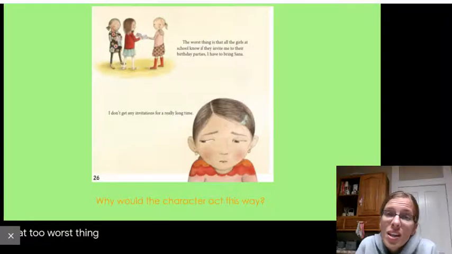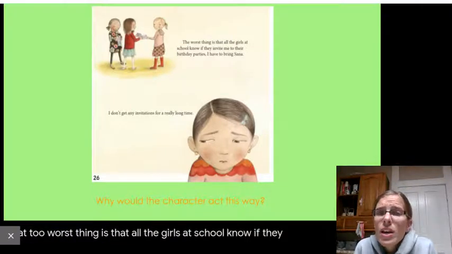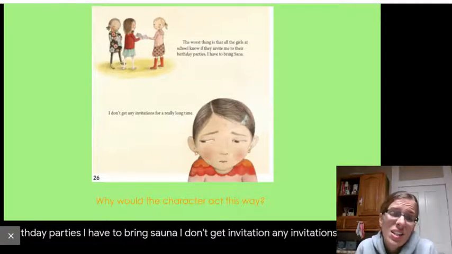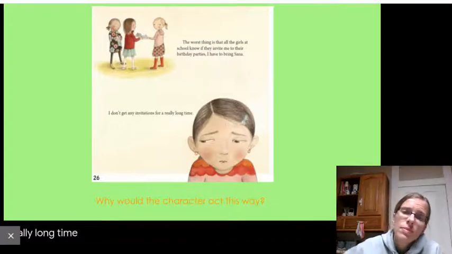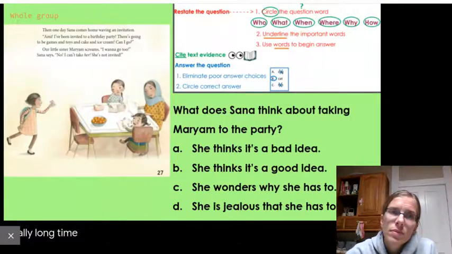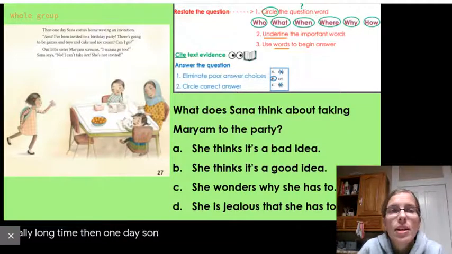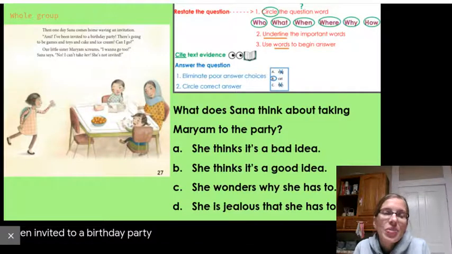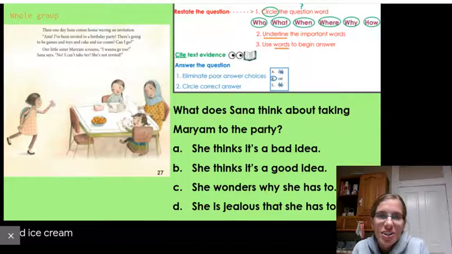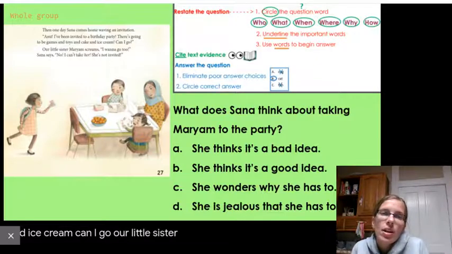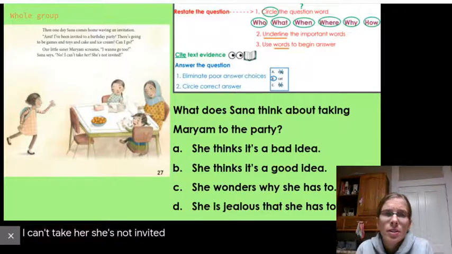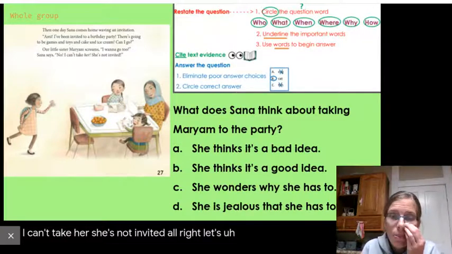The worst thing is that all the girls at school know if they invite me to their birthday parties, I have to bring Sana. I don't get any invitations for a really long time. Then, one day, Sana comes home waving an invitation. Ami, I've been invited to a birthday party. There's going to be games and toys and cake and ice cream. Can I go? Our little sister Miriam screams, I want to go too. Sana says, no, I can't take her. She's not invited.